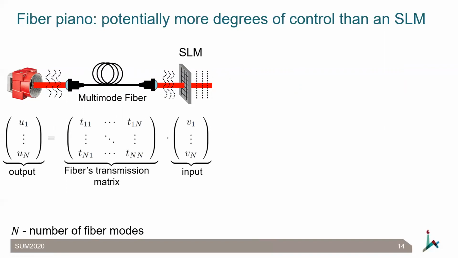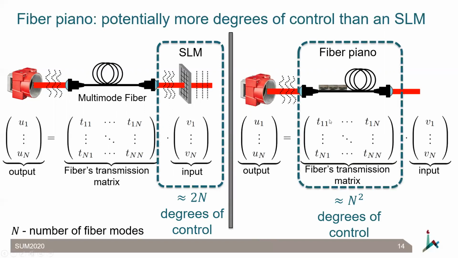In contrast, in our piano configuration, the input is fixed. By pressing points along the fiber, what we are actually changing is the transmission matrix of the fiber. But the transmission matrix of a fiber has N squared degrees of control. So in principle, the number of degrees of control we have in the system is no longer limited by N, the number of guided modes. It's actually limited by N squared, the number of elements in the transmission matrix. And this is for monochromatic light. In fact, if we have several spectral channels, it will be N squared parameters for each spectral channel.